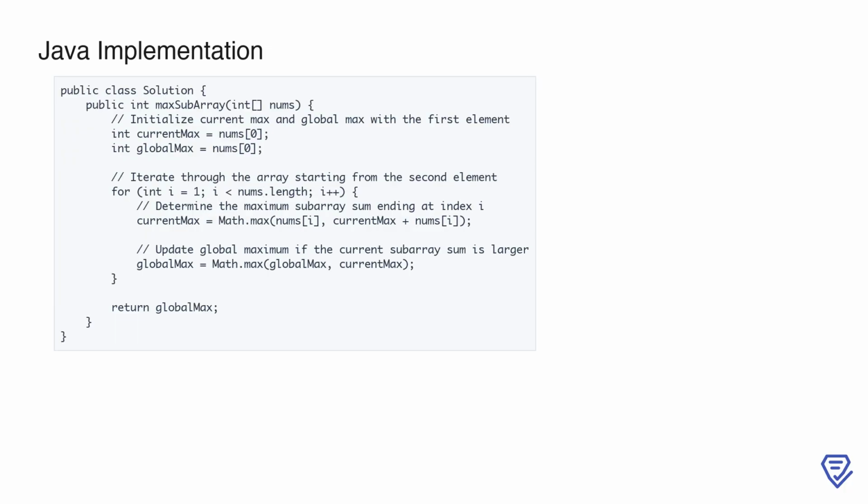This is the Java implementation of the maximum subarray problem. The logic mirrors the Python implementation, using a single pass through the array with variables to track the current running subarray sum, current max, and the maximum sum found so far, global max. Key differences include Java's explicit type declarations and the use of the Math.max function for comparisons. The solution maintains O(n) time complexity, as it iterates through the array once, and O(1) space complexity, as no additional data structures are used.